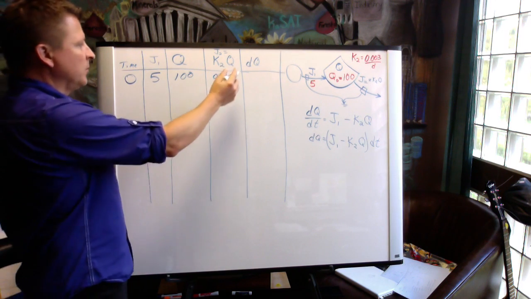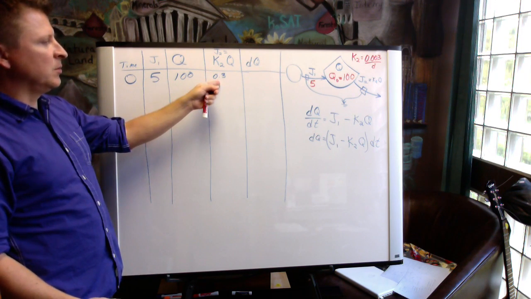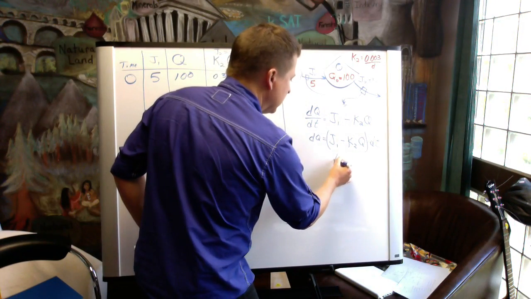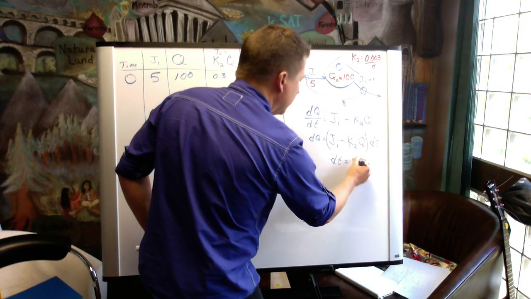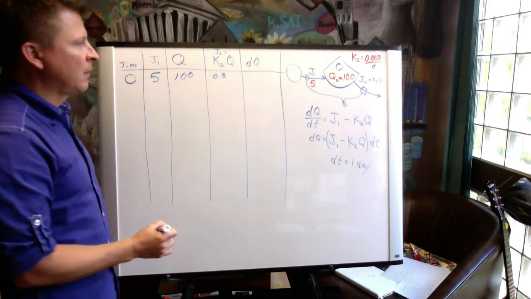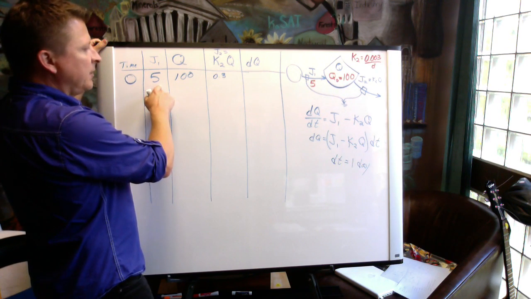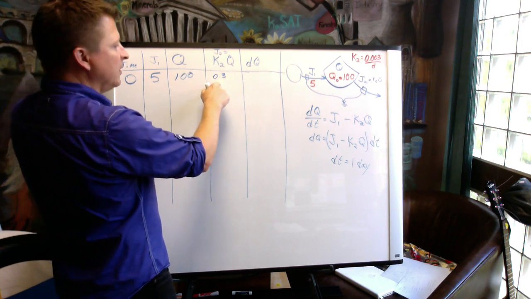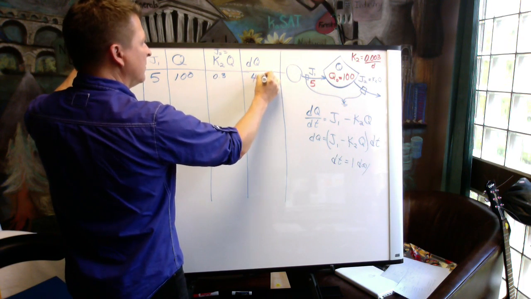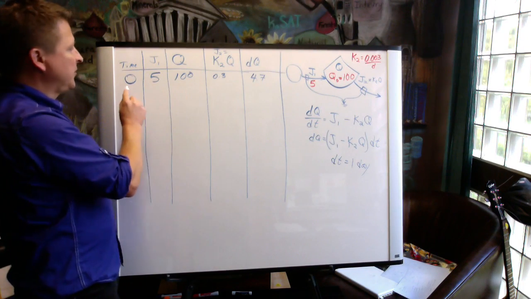Now what's dQ? dQ is J1 minus K2Q times dt. In this case, we're going to assume that dt equals 1 day. Therefore, dQ is 5 minus 0.3 times 1, or 4.7. Now this change is what happened on time 0.